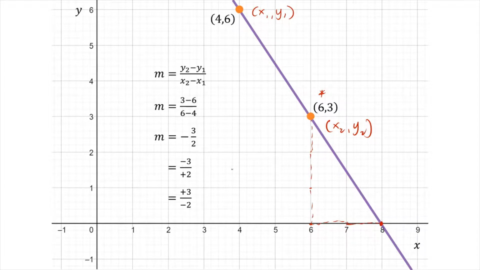Okay. Or again from point (6, 3), we can go 3 units up. 1, 2, 3. And then negative 2, we go to the left 2 units. So 1 and 2. Alright, so that's how we interpret the value of the slope of the line.